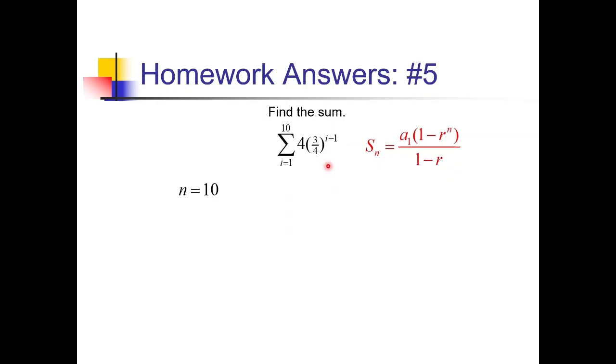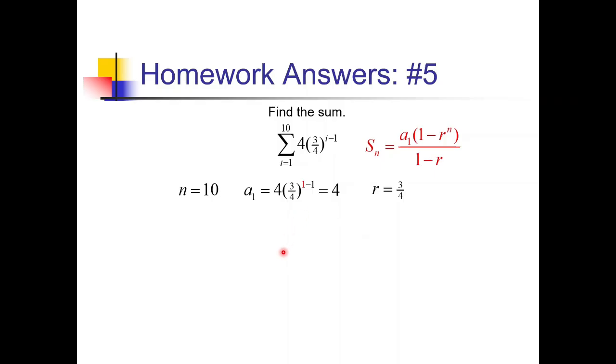For the a sub 1, we just have to plug the first index, which is 1 in this case, in for i in the summand. So we've got 4 times 3/4 to the 1 minus 1. 3/4 to the 0 is just going to be 1, so we have 4 times 1, so 4. And then for the r value, that's what I keep multiplying by in this expression. That's the 3/4, that's the growth factor here.